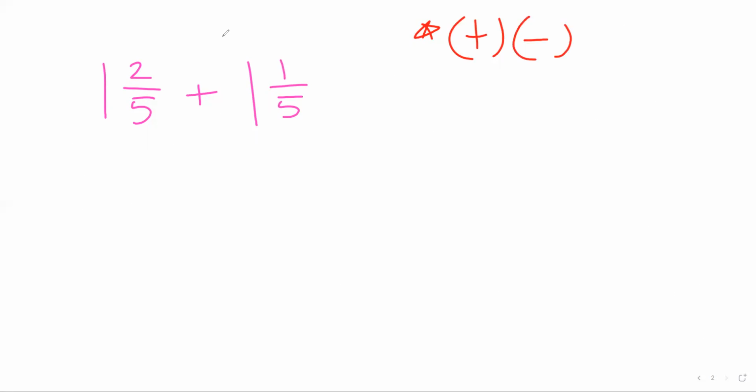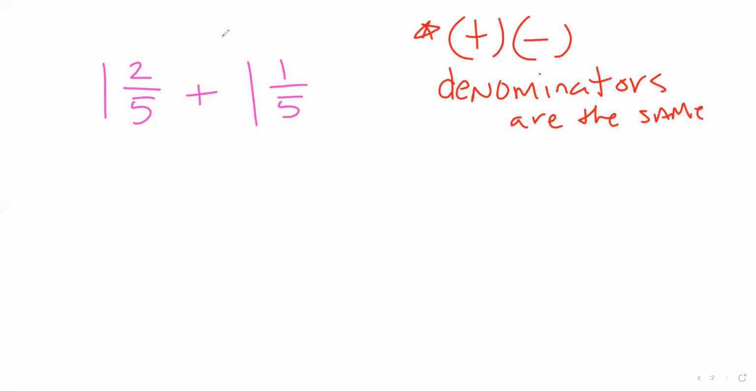Early example of some of the things we've been doing, right? Maybe we would have something like 1 2/5, and we're going to add 1 1/5. So this is what we've already started to work with. And we know the number one rule we've been studying so far is that we cannot find a sum or a difference unless our denominators are the same. Right, because that allows us to put the pieces together.